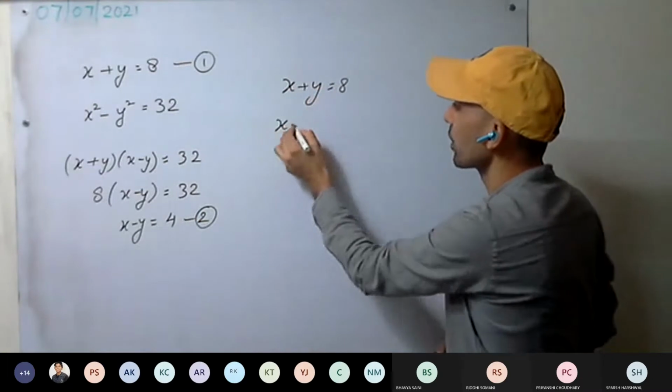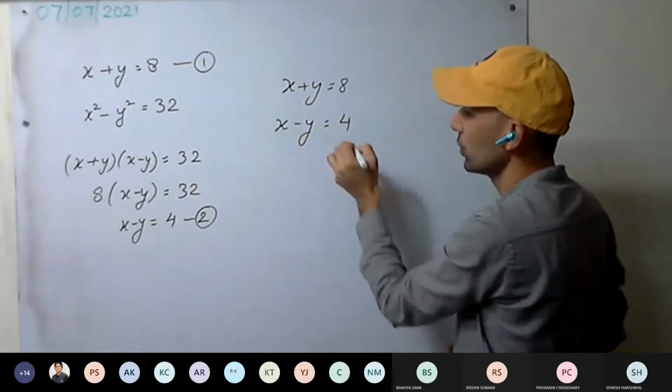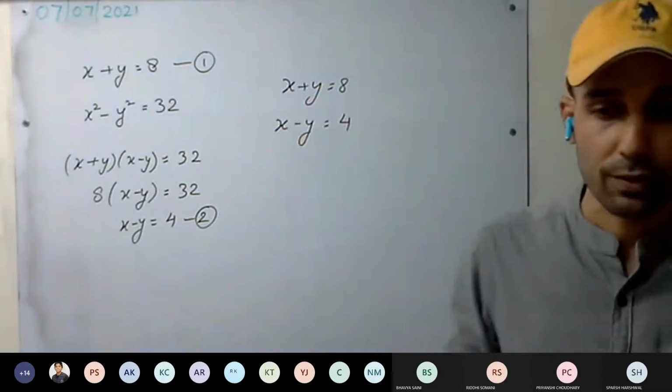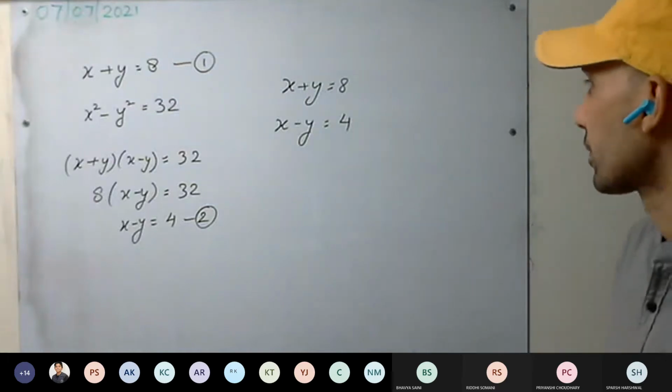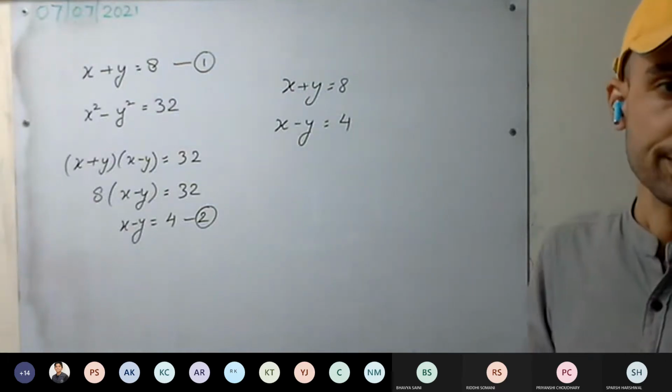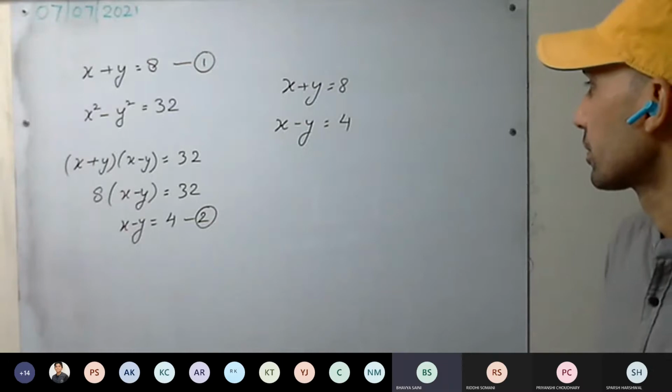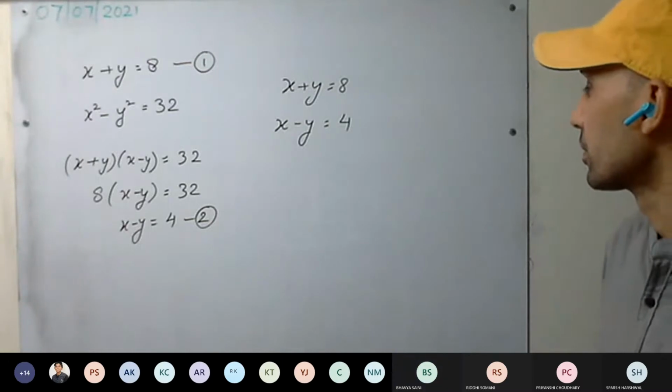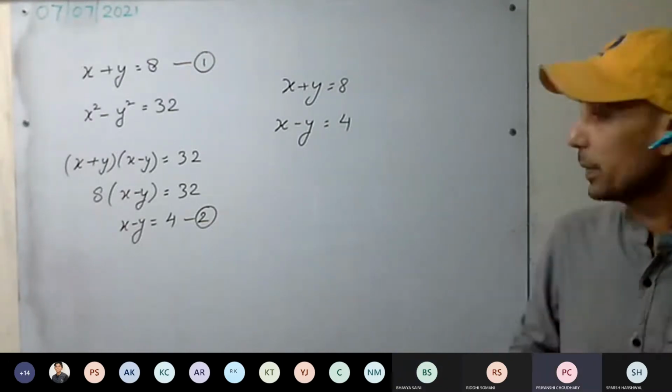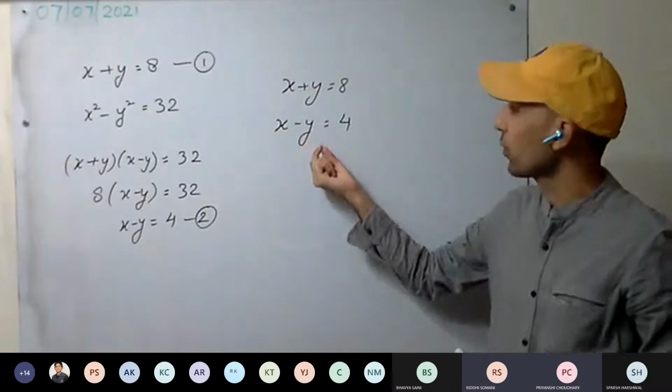x minus y equals 4. Solve it. Solve for x, solve for y. Sir, x is 6. And y will be 2.